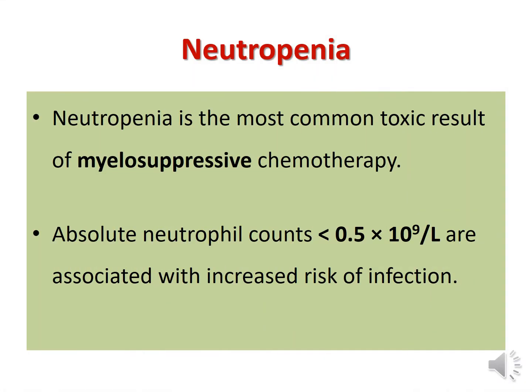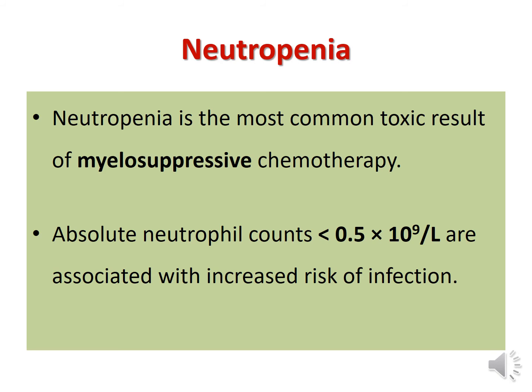The second hematologic emergency is neutropenia. Neutropenia is the most common toxic result of myelosuppressive chemotherapy. So chemotherapy, especially myelosuppressive chemotherapy like doxorubicin, cyclophosphamide, and ifosfamide, can lead to neutropenia. And neutropenia is one of the most toxic results of this chemotherapy.